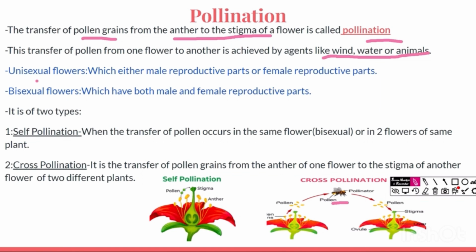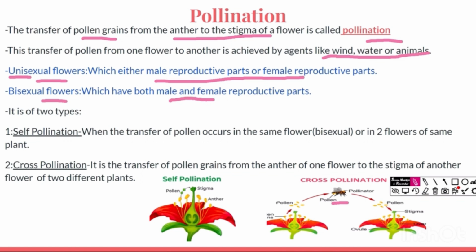Now these are some keywords: unisexual flowers and bisexual flowers. Before we discuss the types of pollination, we should know what a unisexual and bisexual flower is. A unisexual flower, uni means one. So unisexual flower means it has one sex, that is one gender. So it either has male reproductive parts or it has female reproductive parts. Such flowers which have either the male reproductive part or the female reproductive part are called unisexual flowers. When a flower has both the reproductive parts, the male and the female as well, such flowers are called bisexual flowers.